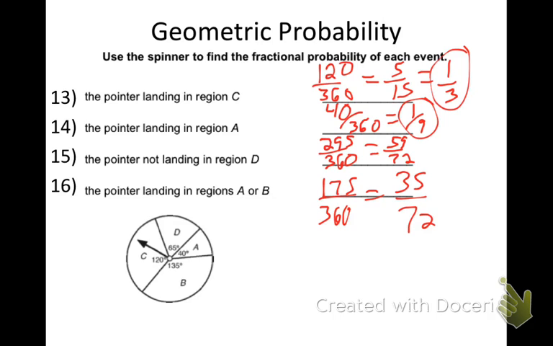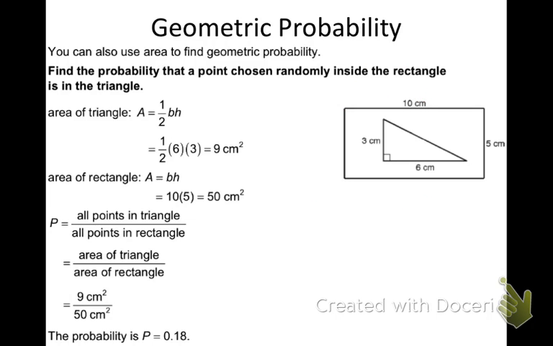Good work. All right, next thing we're talking about is geometric probability. Take a couple seconds to look this over real fast. You can also use area to find geometric probability. These are great questions that come up a lot of times on testing. Why? Because it tests your geometry and it tests your probability knowledge. It tests two things that come up a lot.